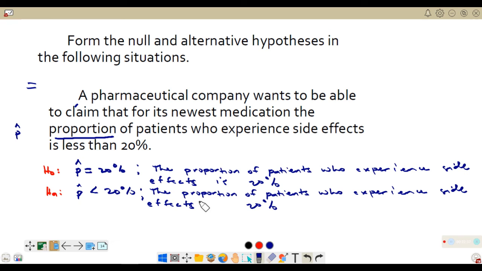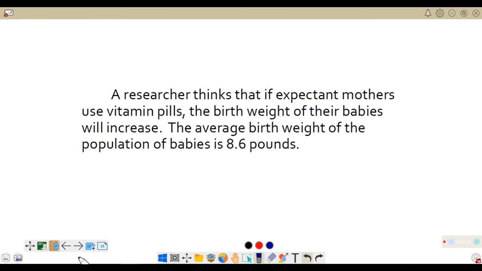Instead of is, magiging ano na to, is less than 20%. Okay? So, ganito mo siya i-represent in forms of sentences. Clear? I hope it is clear. Ayan, dito naman tayo sa kabila.